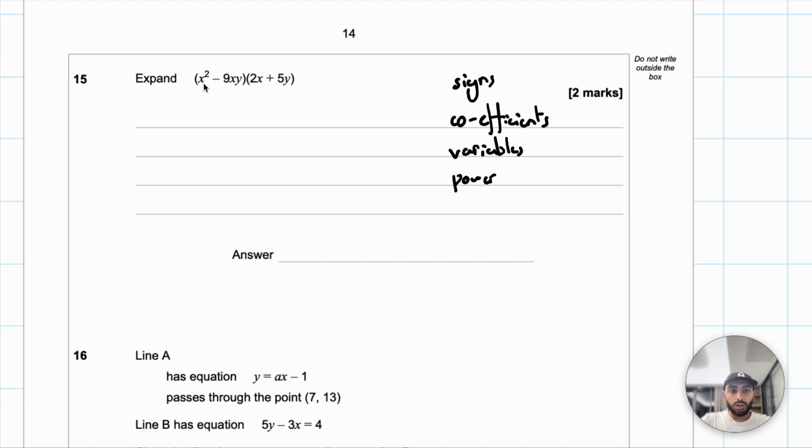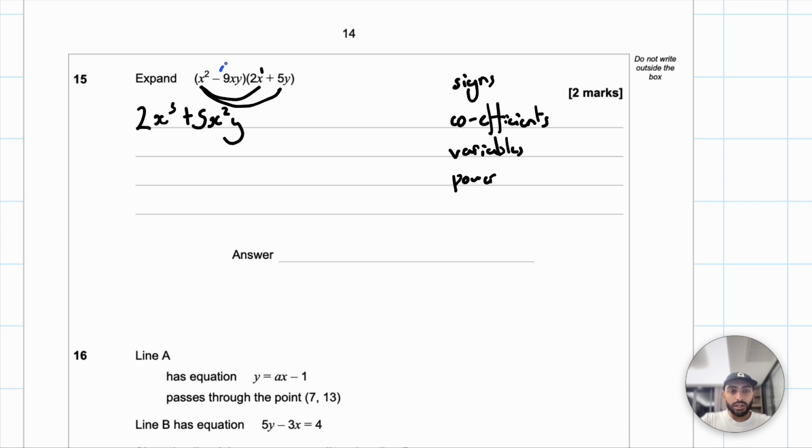So I've got 1 lots of x squared multiplied by 2x. 1 times 2 is 2. X squared times x: whenever you're multiplying and you have the same base, you just add the powers. So there's an invisible 1 there, so 2 add 1 is 3. So 2x cubed. Then we've got x squared times 5y. 1 times 5 is 5. X squared times y is just going to be x squared y.